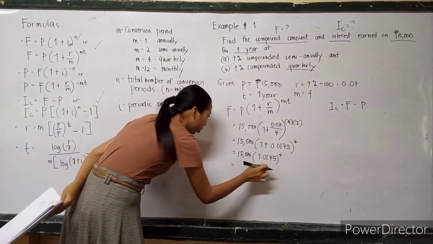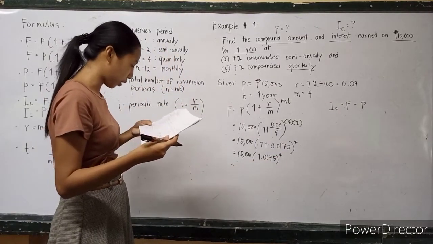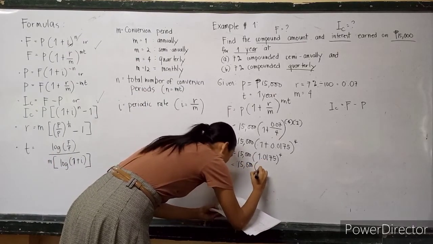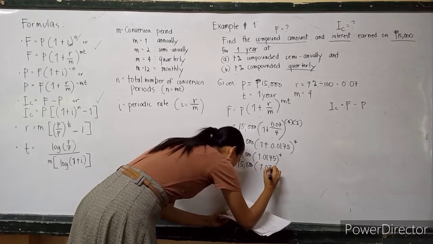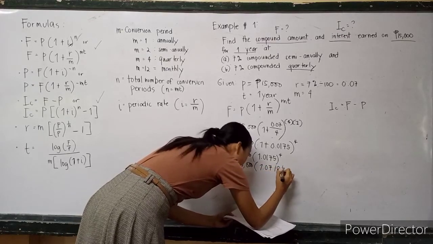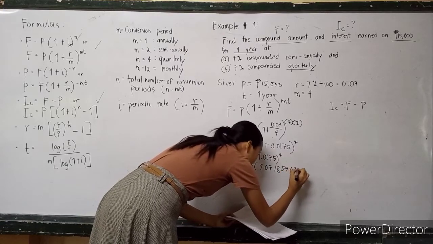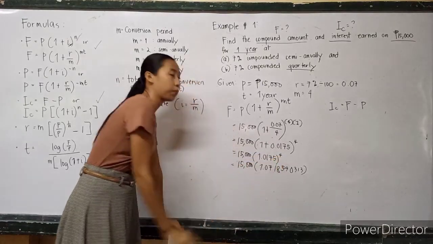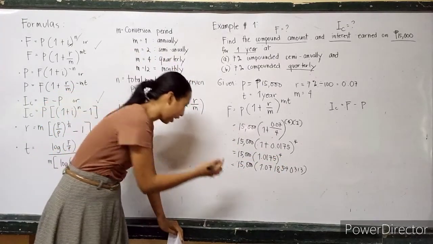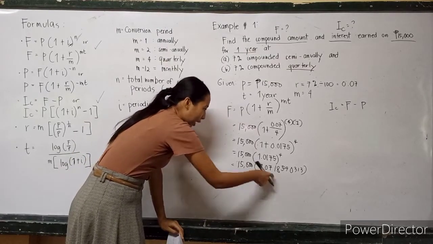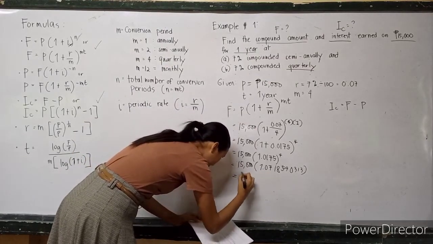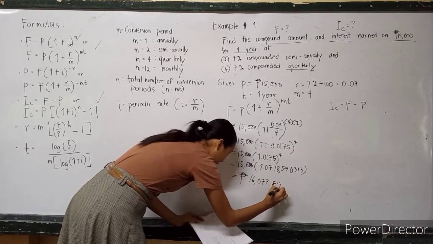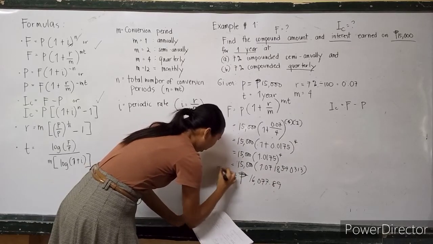Before we multiply it by 15,000, using your calculator, the answer would be 1.0718590313. This is the answer to that. Okay? Input it in the calculator. Then, multiply this by 15,000. The final answer would be peso sign 16,077.89. So, this is your compound amount.